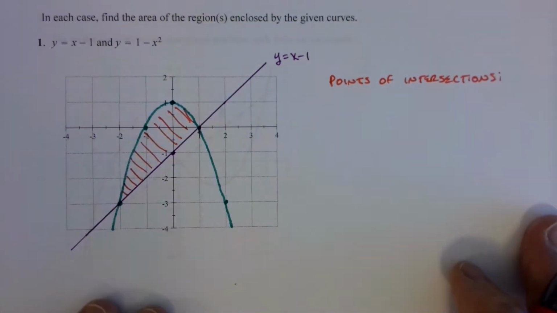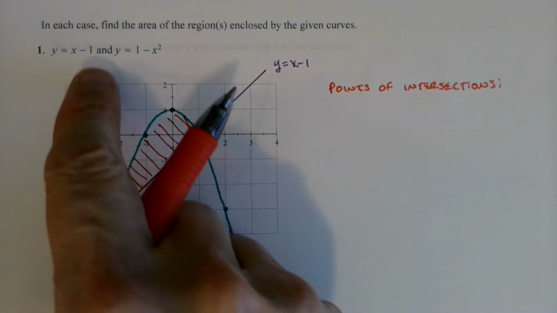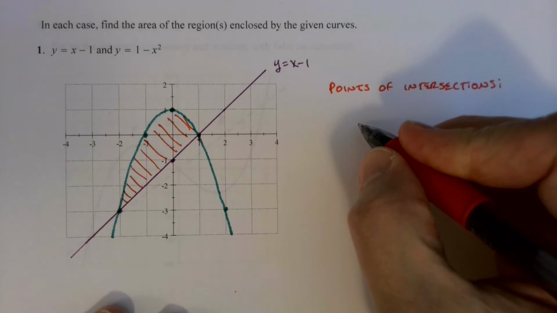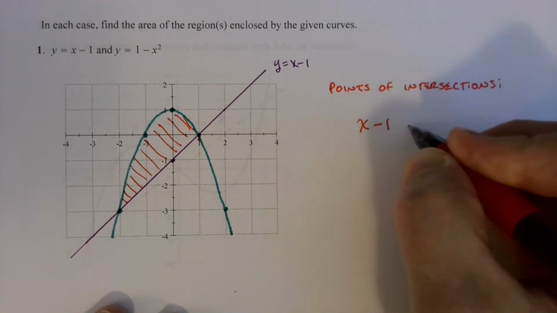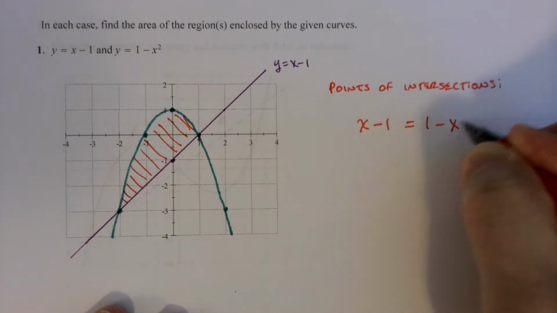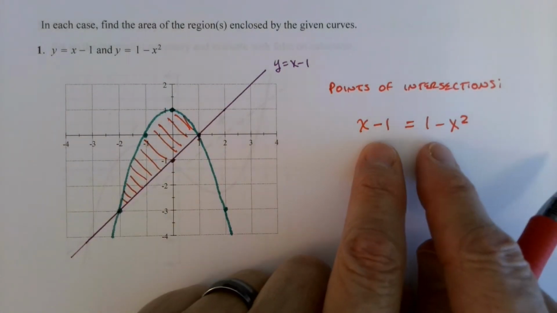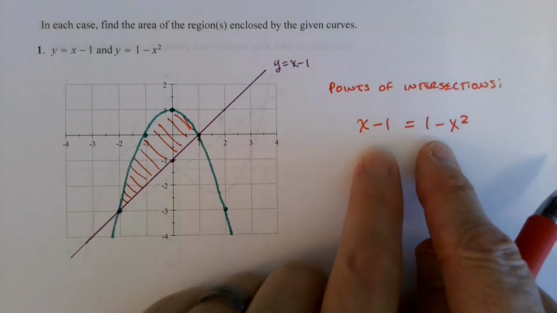How do you find points of intersections? Well, they're going to have the same y-coordinate, so you equate these equations together. In other words, x minus 1 equals 1 minus x squared. The y values of these two functions are equal when these quantities are equal. And then I just solve this equation for x.